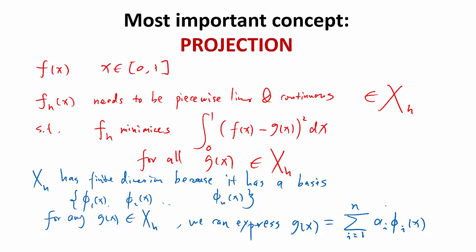And a function, if I don't have any constraints, would live in an infinite dimensional space, because you cannot find a finite dimensional basis whose linear combination can represent any function, right? So that's why a space of functions can be an infinite dimensional space. But after this kind of restriction, if it has to be piecewise linear and continuous, it becomes a finite dimensional space. And let me tell you what this basis is.